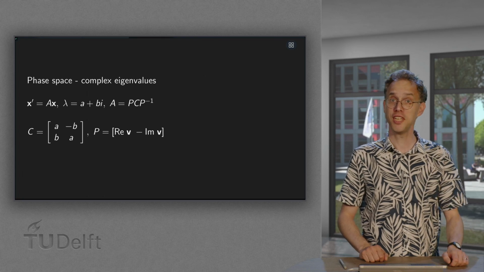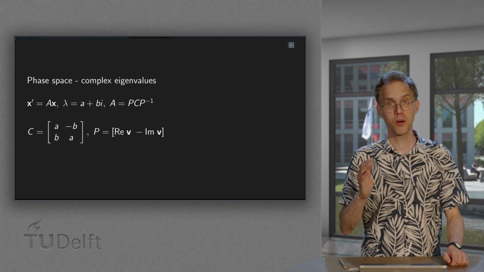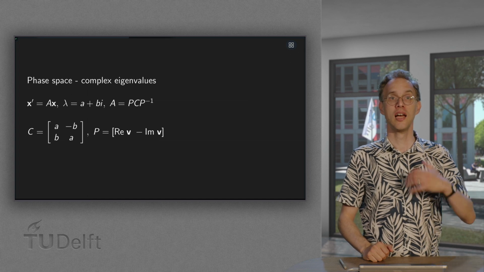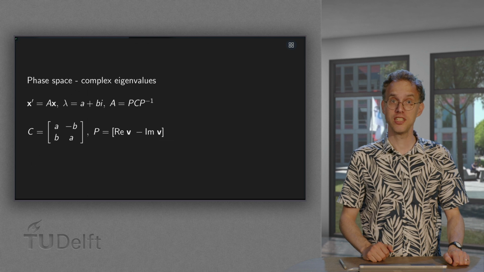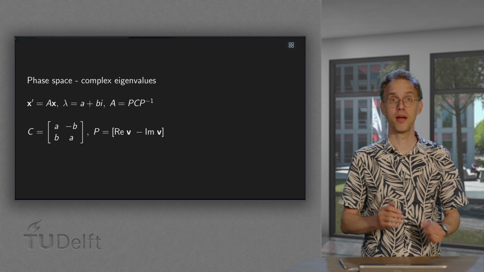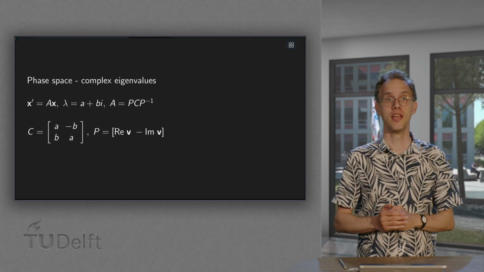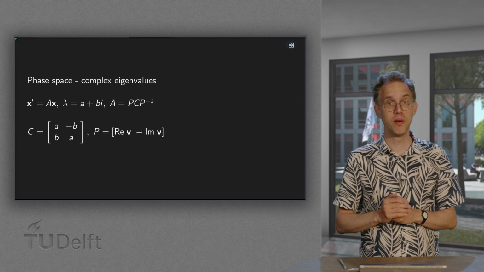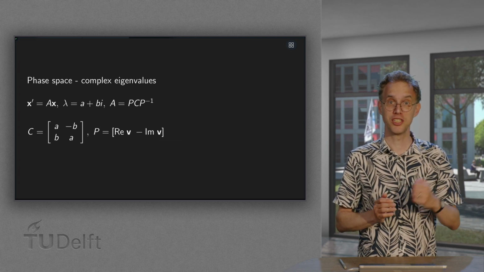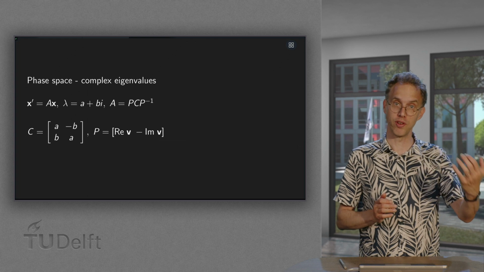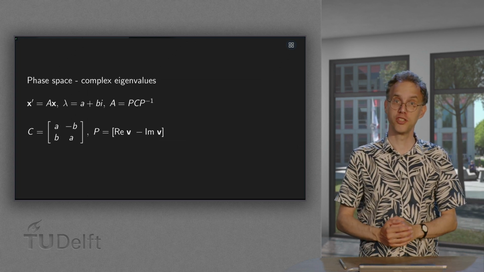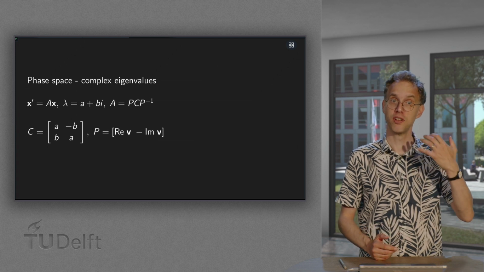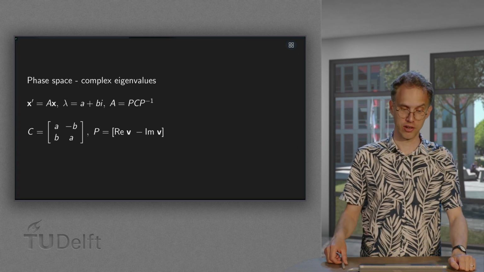How does the phase space look if A has complex eigenvalues? In that case, we first use a change of basis in order to get y prime equals C times y, because in this new basis it is much easier to sketch the phase space. And once we have found the phase space for y, we can revert to the original variables to find the phase space for x. So how does this work?